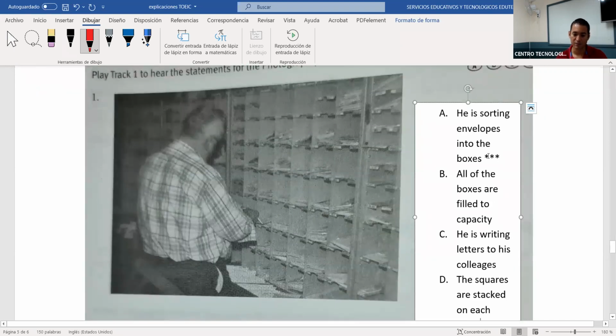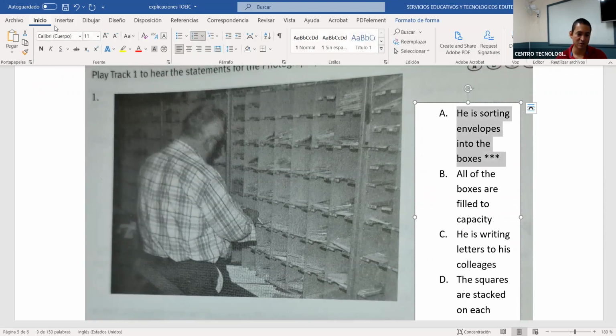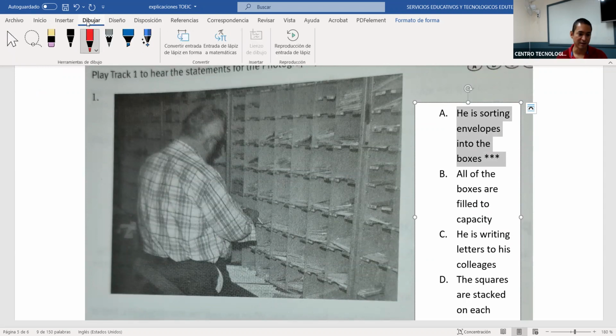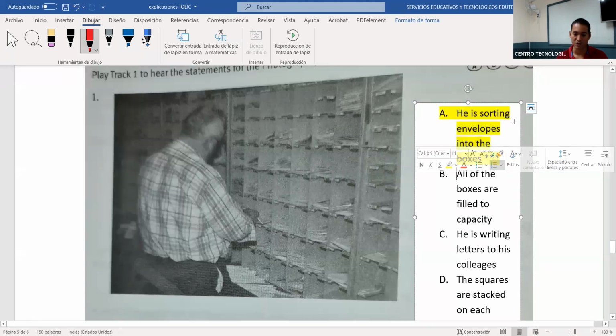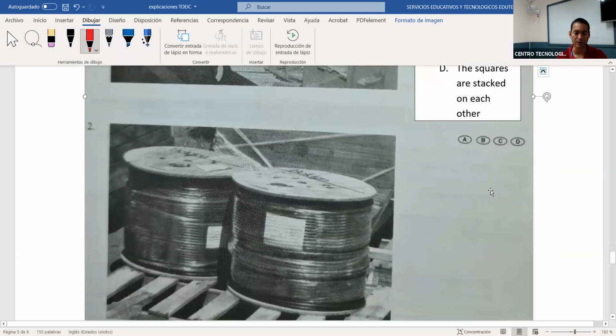Okay, so according to the context and the picture, the best choice there is option, let me write with color, that would be option A. Okay, now let's continue with the second one.